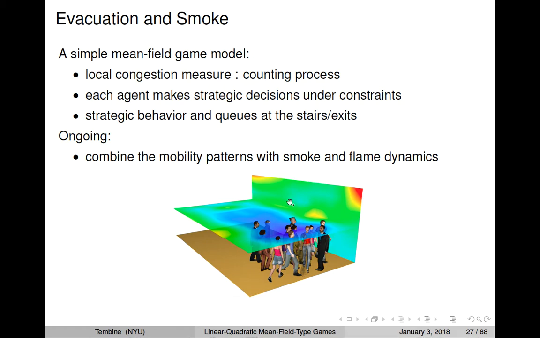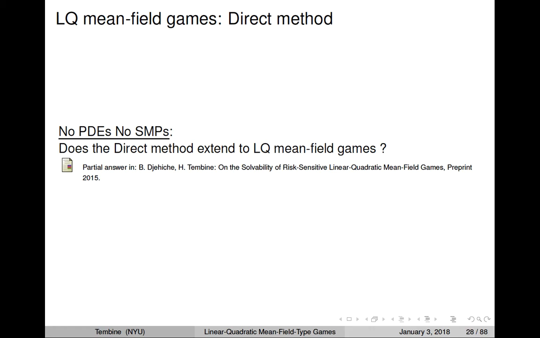To compare those and understand the behavior, we need to involve some smoke, but also the response time of the users and so on. I don't want to spend time on this because this is the linear quadratic setup, with the application postponed to another discussion in another meeting. Here, I focus on the direct method again. The direct method can be extended to the mean field game cases, and this can be found in this reference here, with no PDEs, no SMPs again.